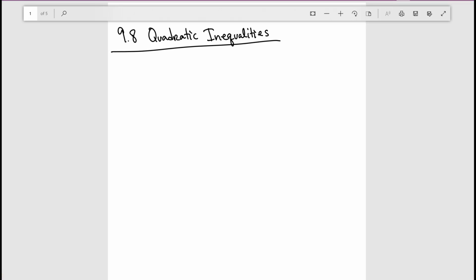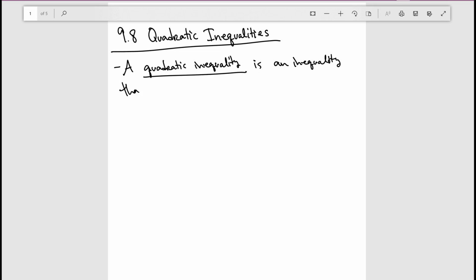This is going to be the last section of chapter 9, and this is going to be quadratic inequalities. So first, let me tell you what a quadratic inequality is. A quadratic inequality is an inequality that contains a quadratic expression. Okay, so that's basically all it is.